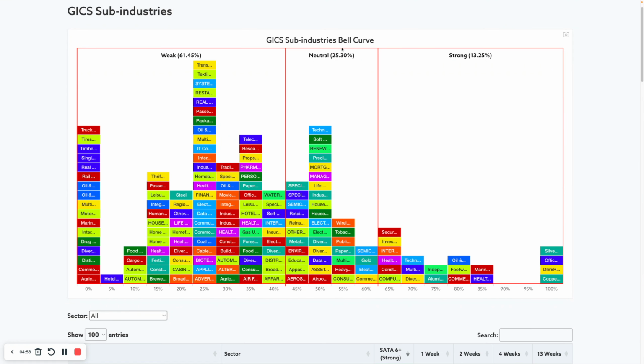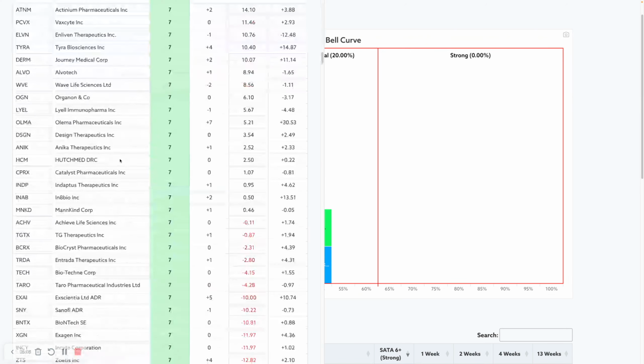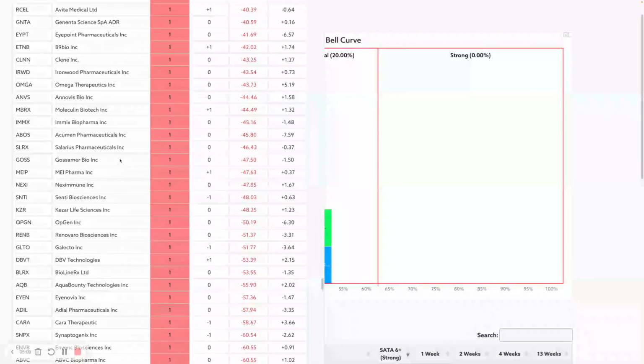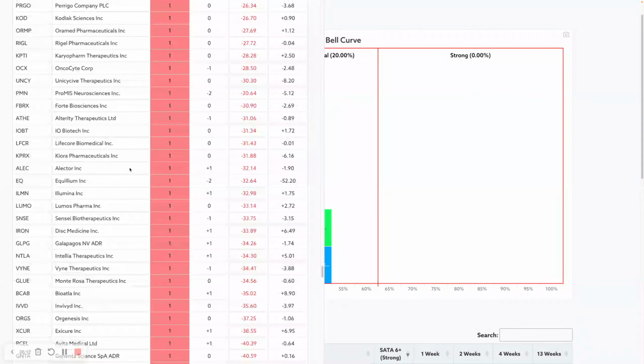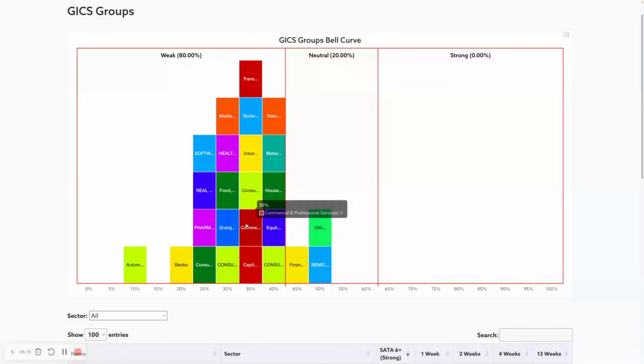As I said, the groups here as well, these are much broader. For example, you go into pharmaceuticals, biotechnology and life sciences. This is a really large one. So as we can see, there's 774 stocks in that broader group there. So this is another way that you can use the data.